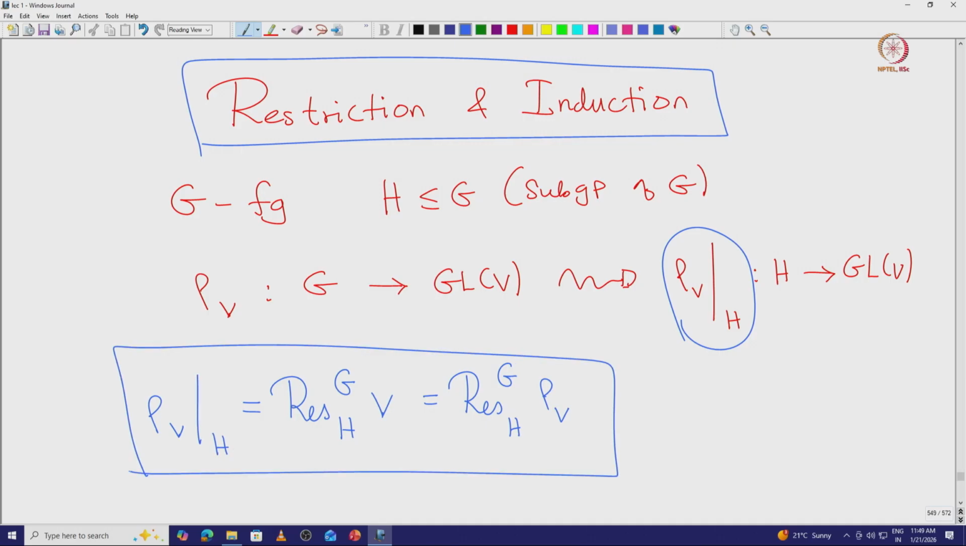So, the restrictions are somewhat very easy to define. It is the representation given by the same vector space V, only the action is changing. So, the action is given by the restriction map rho V restricted to H. So, we are not changing the representation space. The representation space stays as V, but the action is restricted to H. Okay.